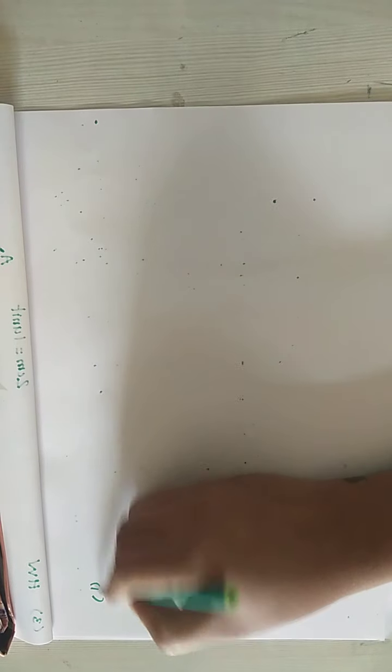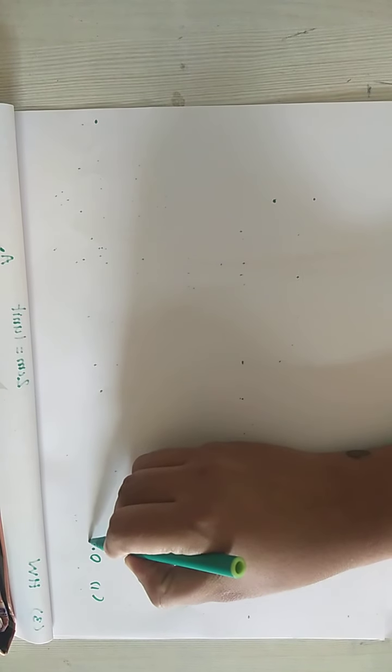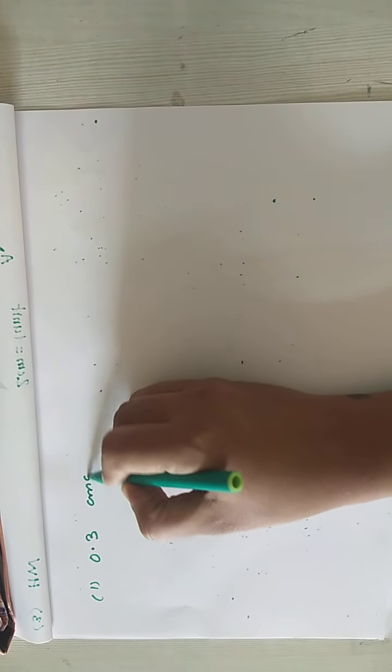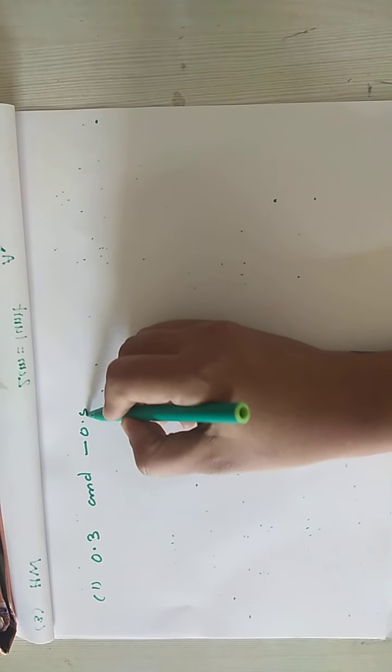So let's start. The first sum says 0.3 and minus 0.5. Children, this sum can be solved with the help of midpoint theorem, which you have done in geometry. You can use midpoint theorem over here.